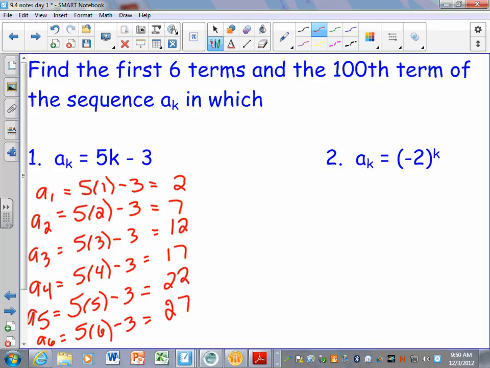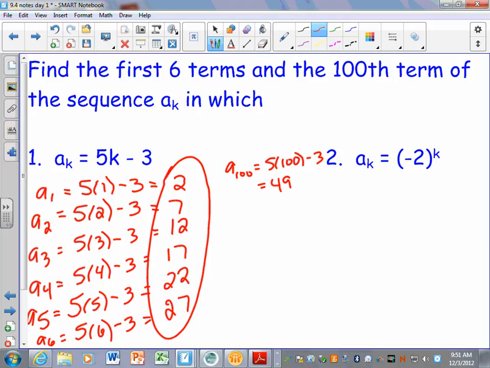Find the first 6 terms of that sequence. It also says find the 100th term. The nice thing about having an equation is you don't have to go to the 100th term like Logan was trying to do because he thought this one just said find the 6th term. To find the 100th term, all you got to do is do what? Plug in 100 for k. So the 100th term would be 5 times 100 minus 3, or 500 minus 3 would be 497.